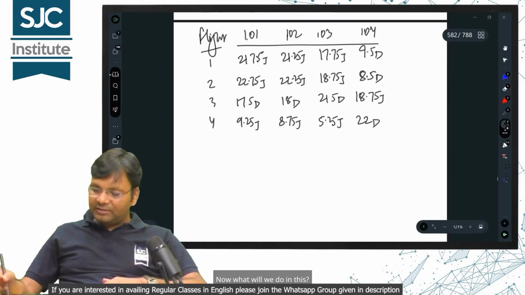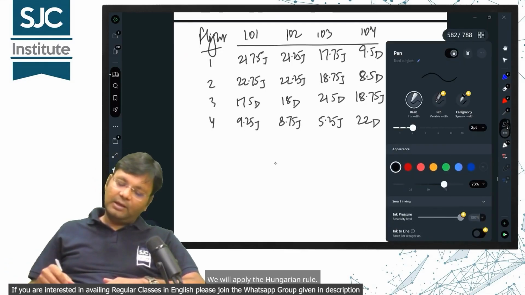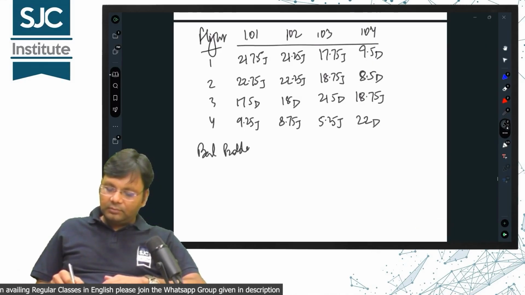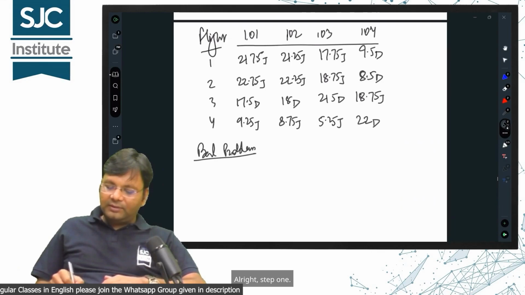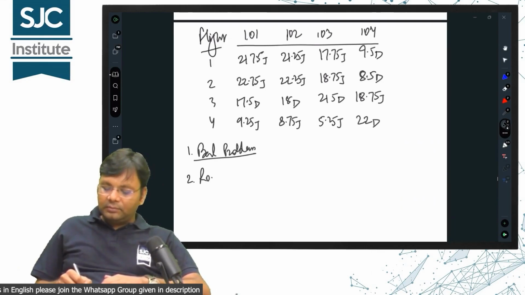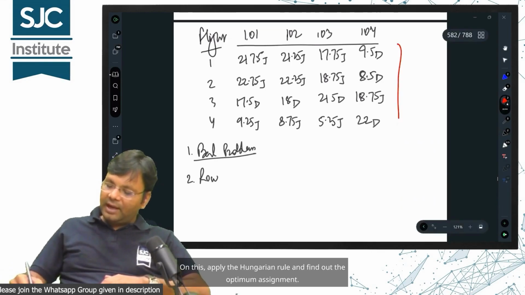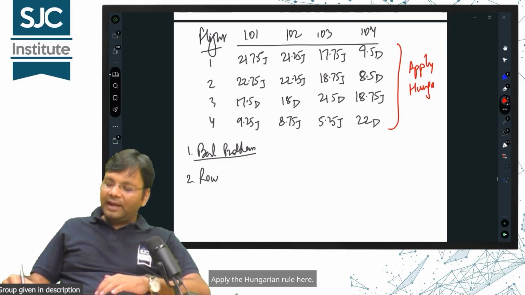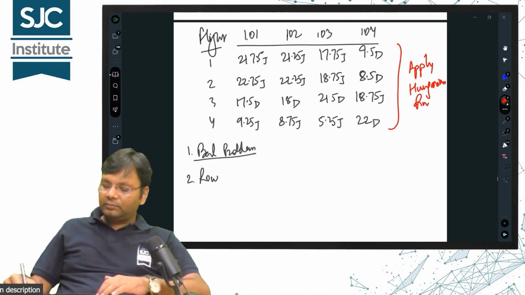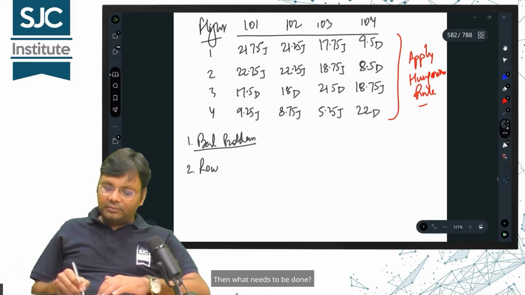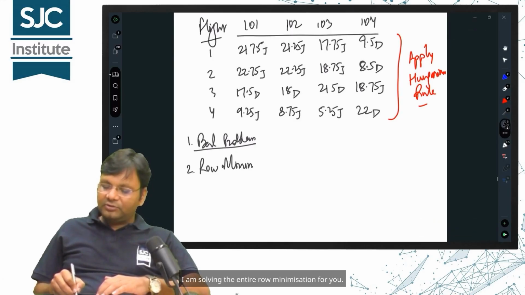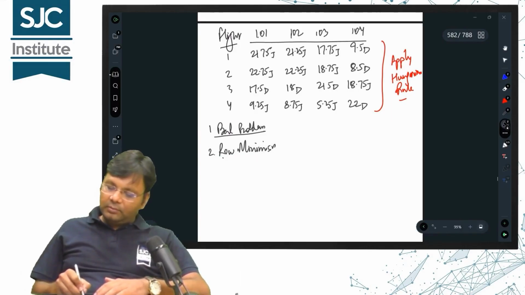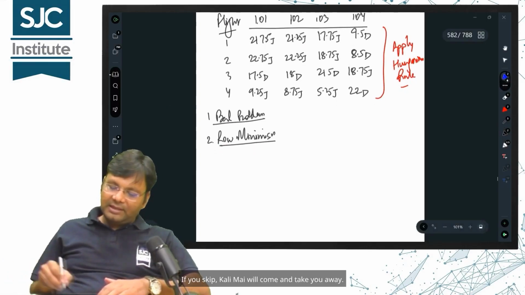Now what will we do in this? We will apply the Hungarian rule. For the Hungarian rule, it is a balanced problem. Alright, step 1. Then what needs to be done? On this, apply the Hungarian rule and find out the optimum assignment. Apply the Hungarian rule here. Then what needs to be done? I am solving the entire row minimization for you. You just keep watching and enjoy. Don't skip. If you skip, Kali Mai will come and take you away.